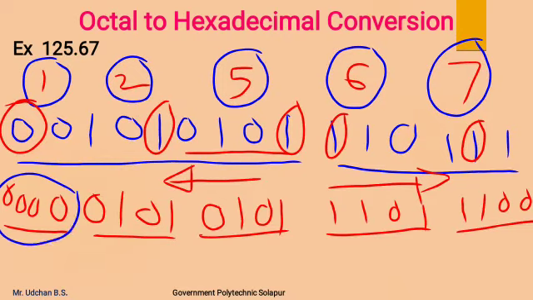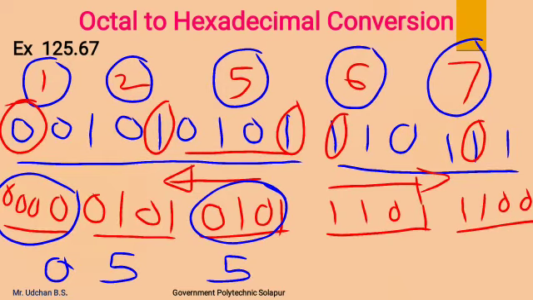This group will give you 0 as the equivalent hexadecimal number. This group will give you 5. This group will give you 5. This group will give you 8, 4, 12, and this one will form 13 as a hexadecimal number, which we represent in the form of alphabets, that is 10 for A, 11 for B, 12 for C and 13 for D.